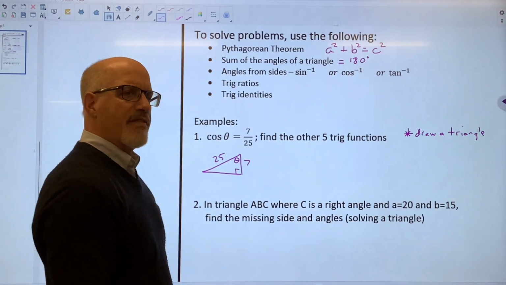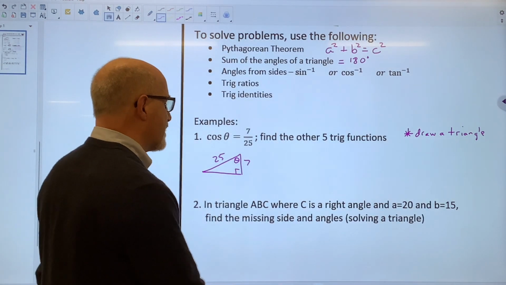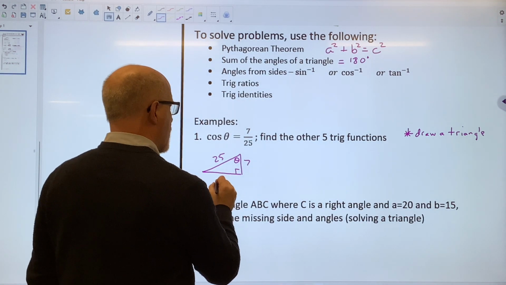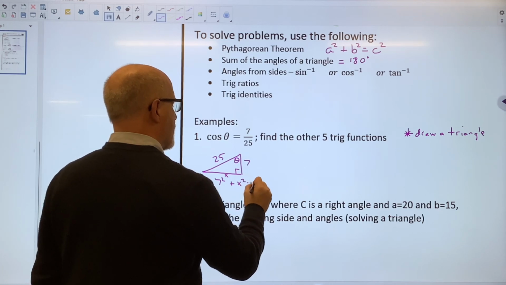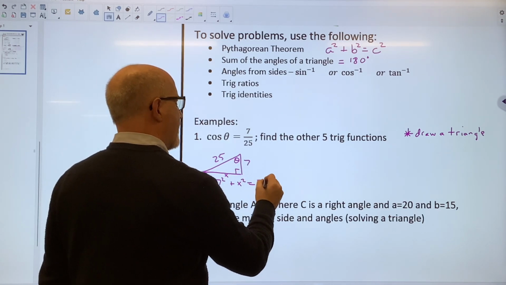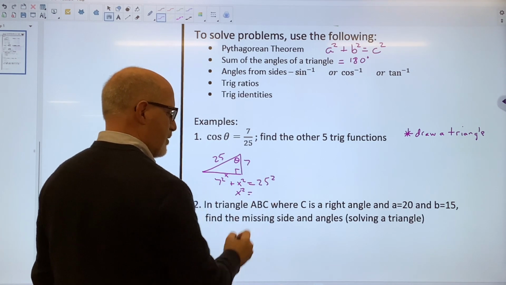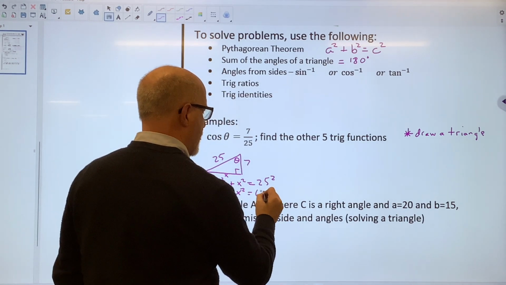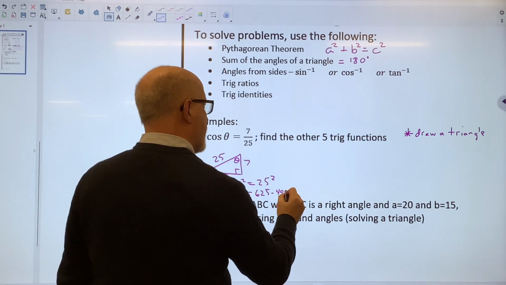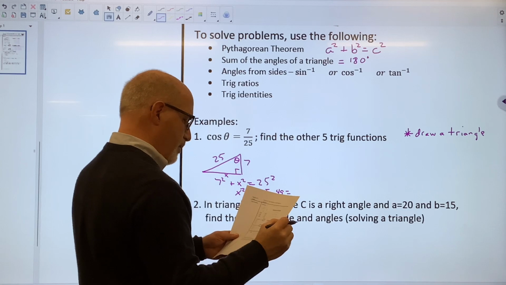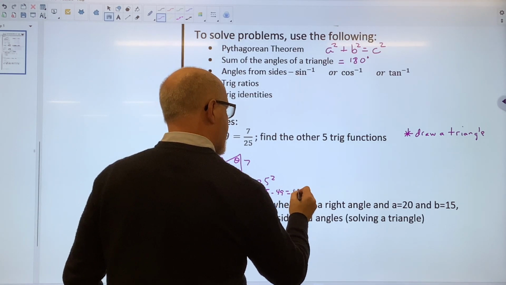So how do you find the missing side? Well, let's go ahead and find the missing side by using our Pythagorean theorem. We're going to say that 7 squared plus x squared, which we don't know this side, is equal to 25 squared. And so we're going to have x squared equal to 25 squared, which is 625, minus 49, which is 7 squared. So x squared is going to equal 576.